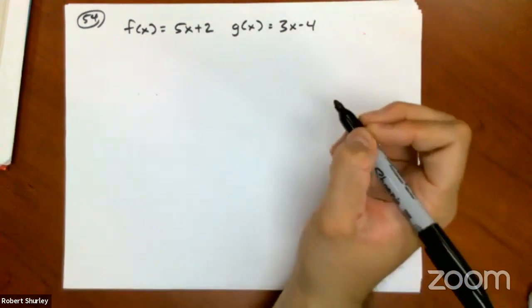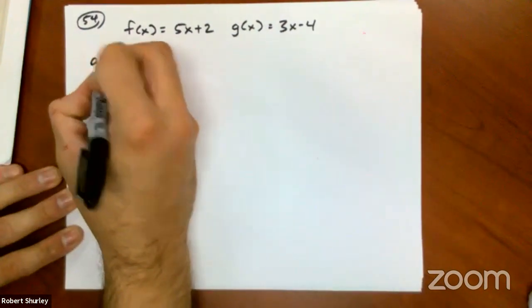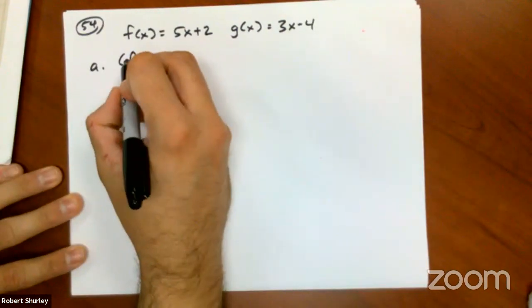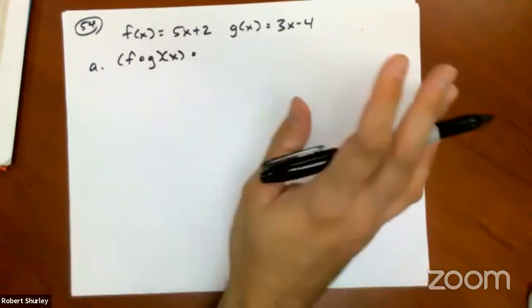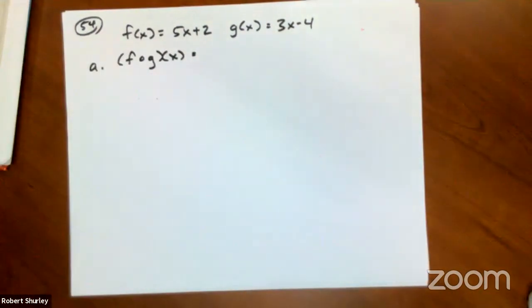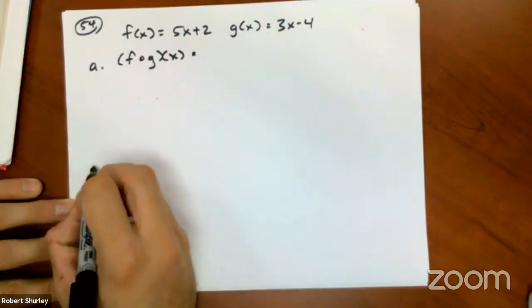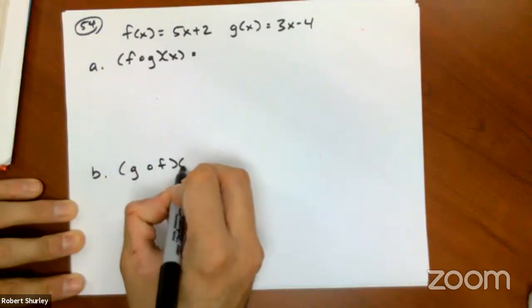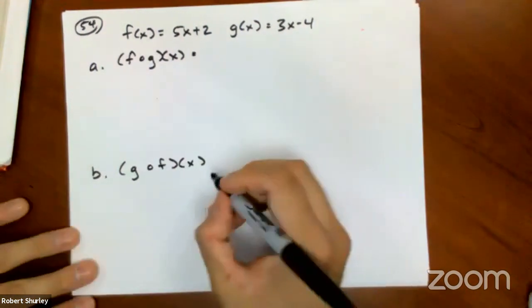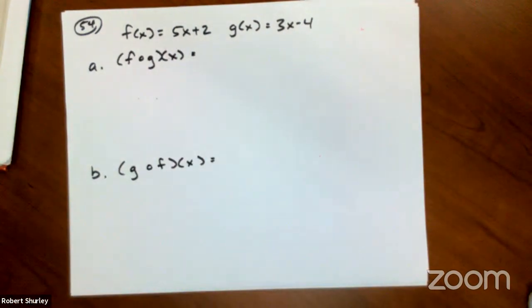So here's what I want you to do. Try this on your own: find f composed of g of x. It's okay if you get it wrong. That's why we're doing it in class. And then I want you to find b, which flips it around, g composed of f of x. So try those two real quick. See what you get.